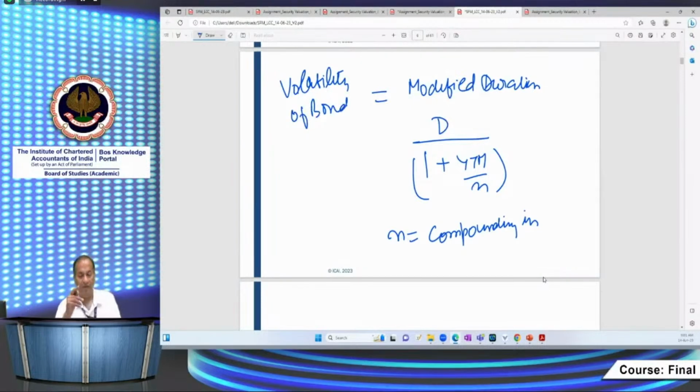Namrata, beta, the volatility of the bond means how much the value of the bond will vary with the change in the YTM. Student, very good question. Namrata has asked a very good question.